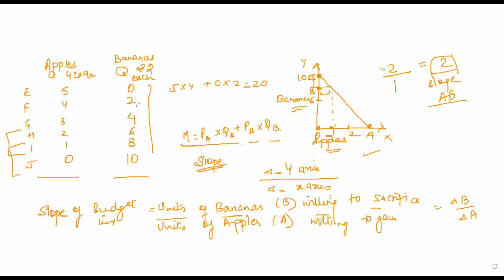Now, this slope of budget line is also known as the market rate of exchange. You sometimes also name it as MRE. This is your market rate of exchange. So if somebody asks you what is market rate of exchange, that is the rate at which one good is sacrificed in the market to obtain one extra unit of the other good. Okay, so that's the same thing.